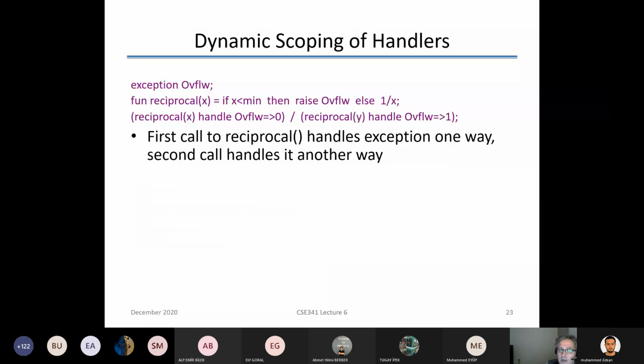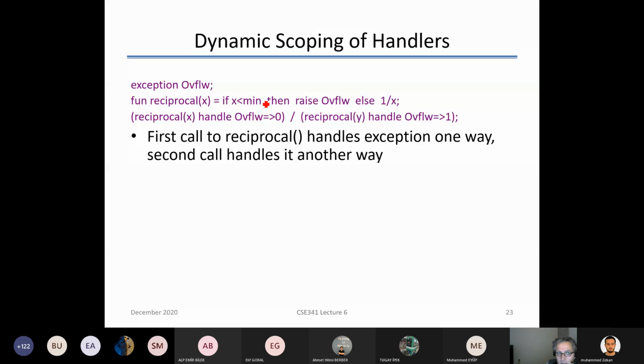So there is an example here. It defines the exception as overflow. No type is defined here. That means that there is not going to be any parameter passed from the throw to the handler. You have a reciprocal function here. If x is less than minimum, then raise overflow, else the answer is 1 divided by x. So this is fine. This is a function that can throw an exception.